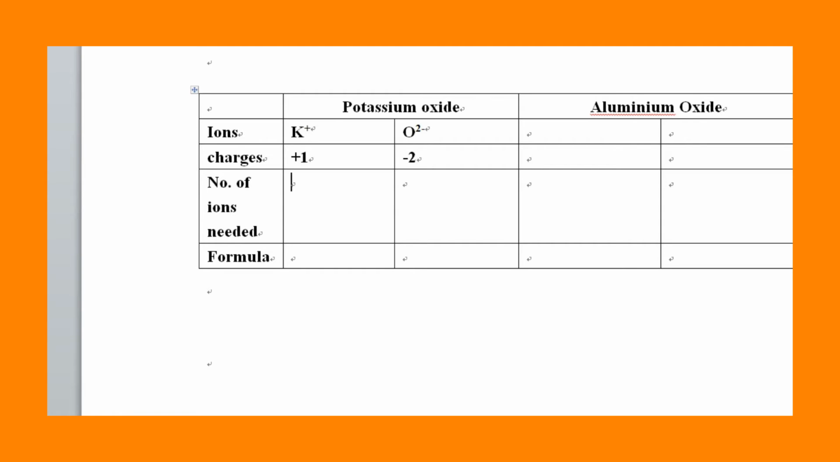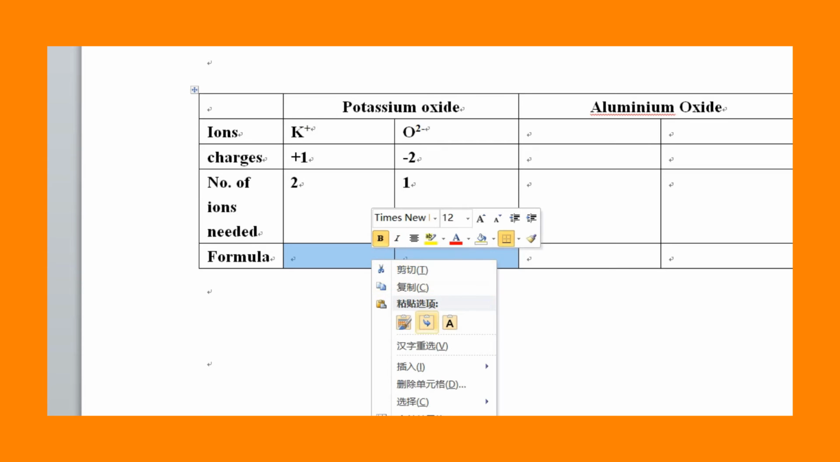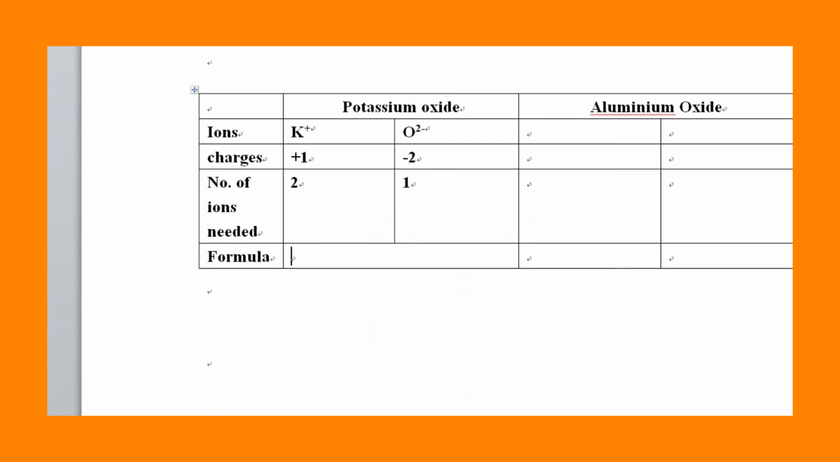Okay, so now looking at the charges, you will see in order for them to balance, you need 2 of the positive 1. So 2 times positive 1 is 2, and here it's already negative 2, so you need 1. That's how many ions you need. So overall, I'm going to include my symbol, potassium, subscript 2, and then I only need 1 oxygen. So the correct formula is K2O.